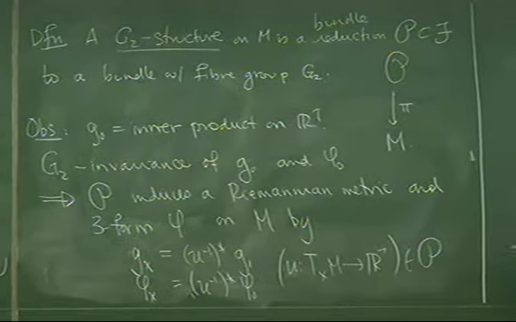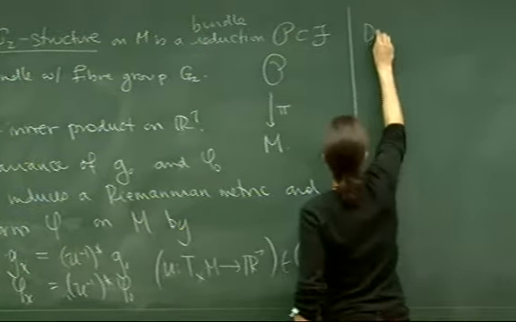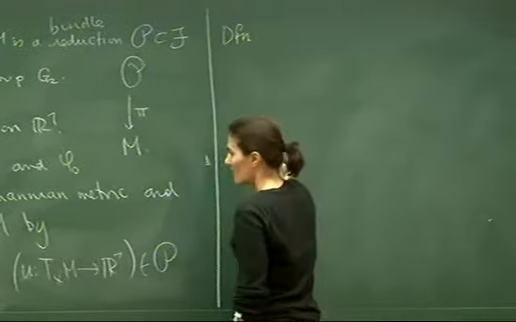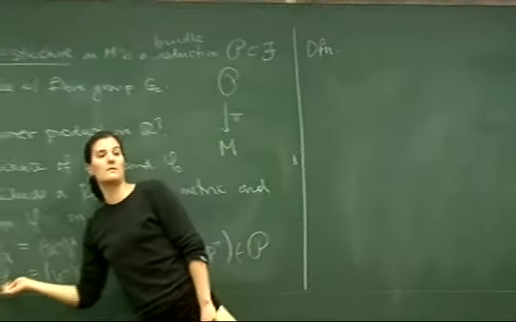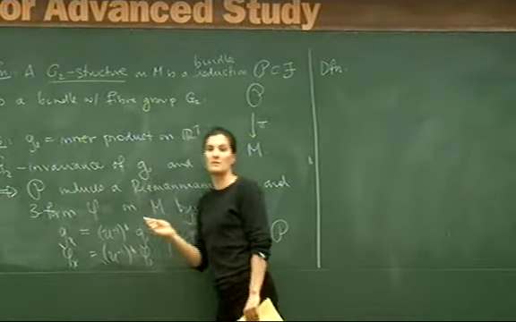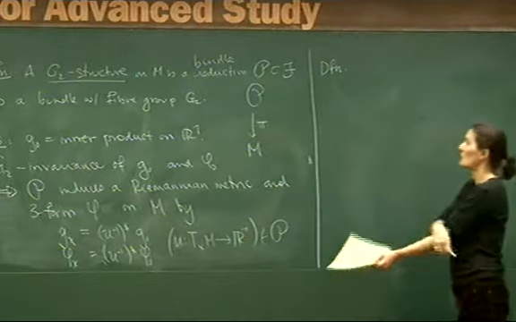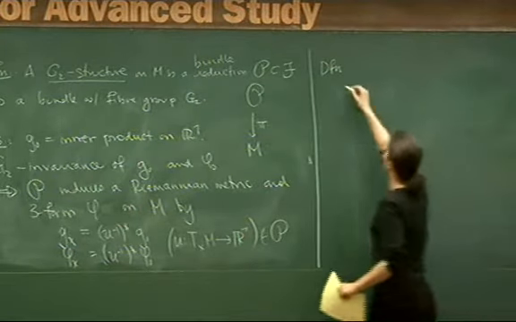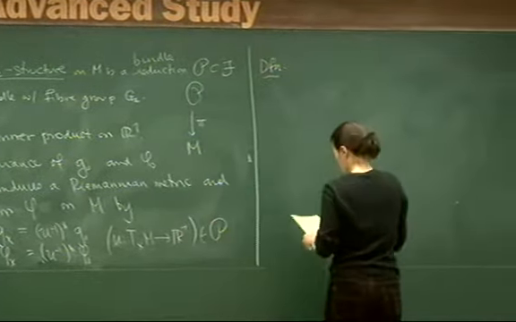Okay. So eventually, if this form phi is going to be a calibration, I need it to be closed. So in particular, what I'm going to need is a torsion-free G2 structure. Let me give you a definition of that now.